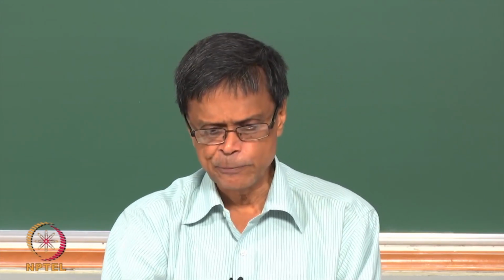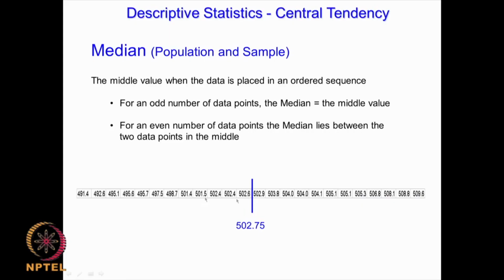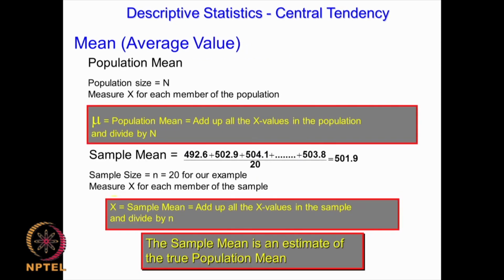Now, median, what is median? Median is the middle point of the data set. If I have an odd number of data points, the median will be exactly the middle point, whereas if I have an even data set, say 20 numbers, then obviously the median will lie between the two data points in the middle. If I have 19, I have 9 on both sides and the middle point will be in the center. Whereas if I have 20, I have 10 and 10, so the median will be the average of the 10th and the 11th point. That is called median. So, median is the middle point, whereas mean is an average.